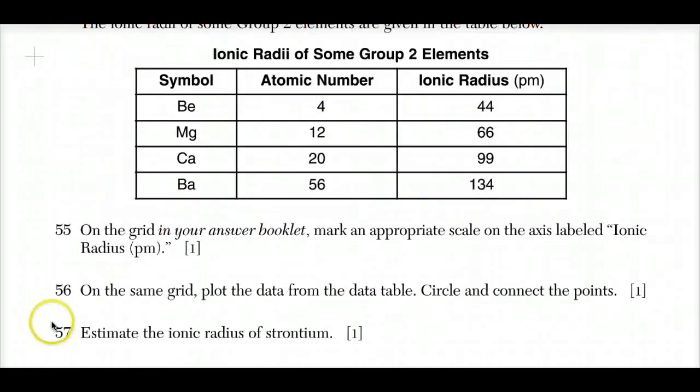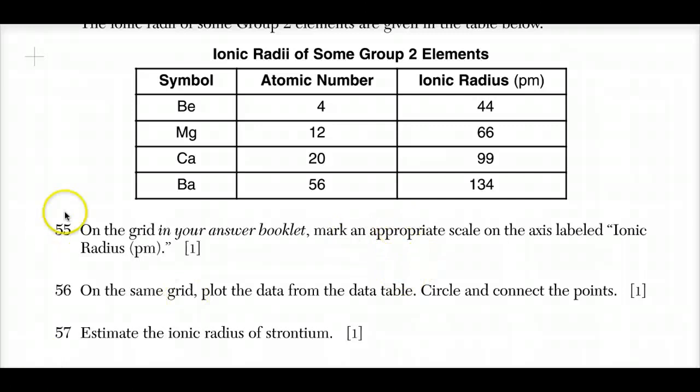Number 55. So number 55 is the graphing question, where they want you to plot this data, which is the atomic number to the ionic radius, kind of like what we did with our periodic table graphs we made for a lab. And number 56, on the same grid, plot the data. So they want you to make an appropriate scale, and then of course they want you to plot the data. So I'm going to go ahead and do that on my graph, and I'll get back to you in a second.